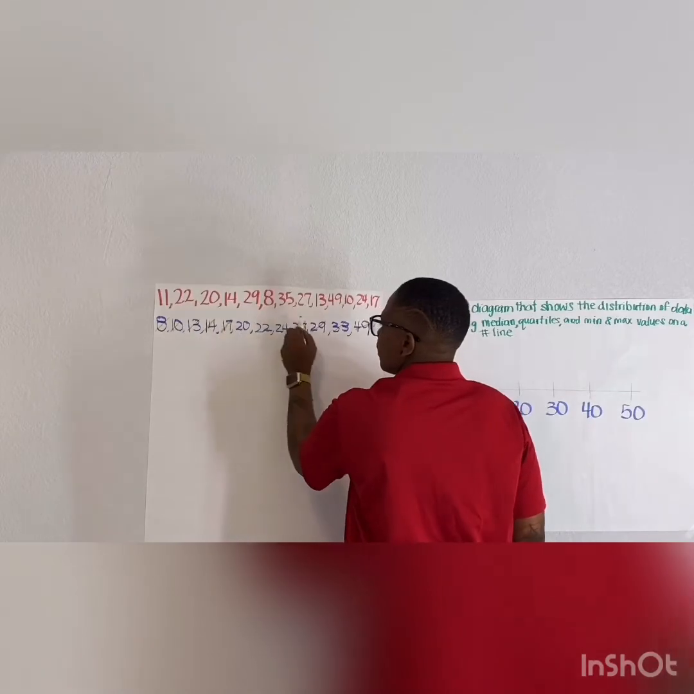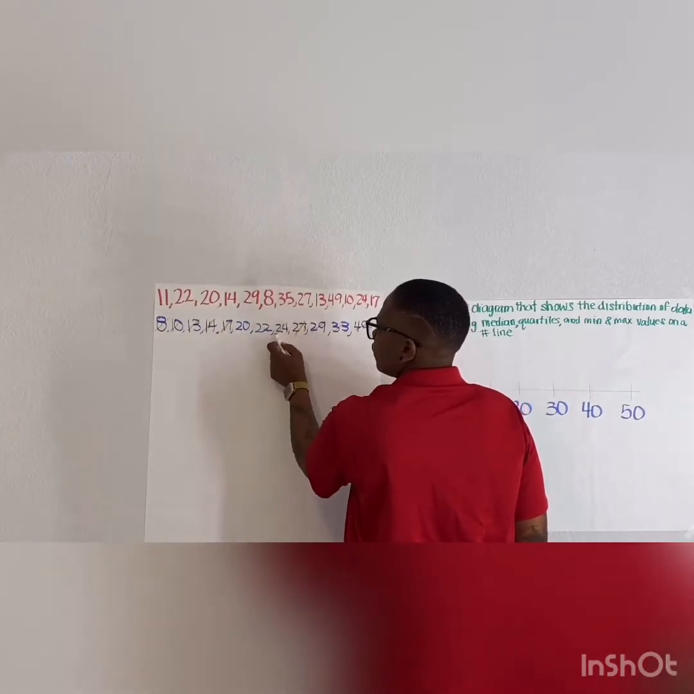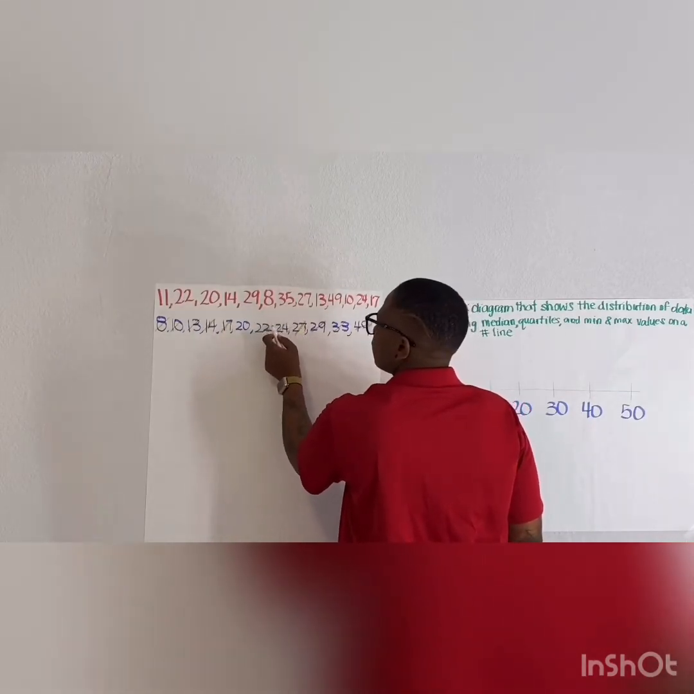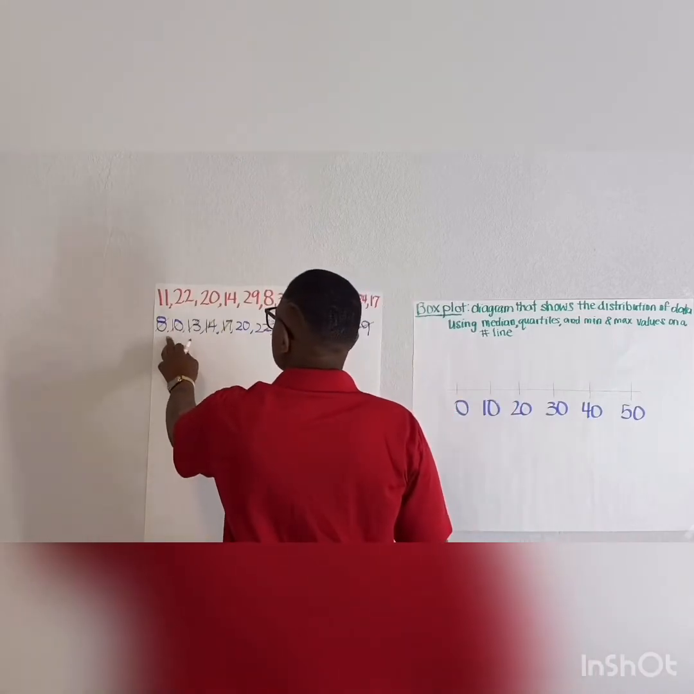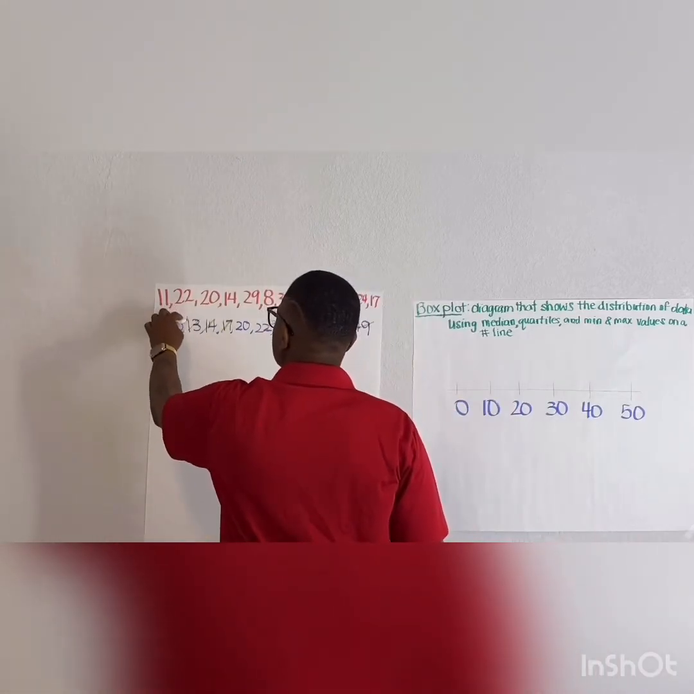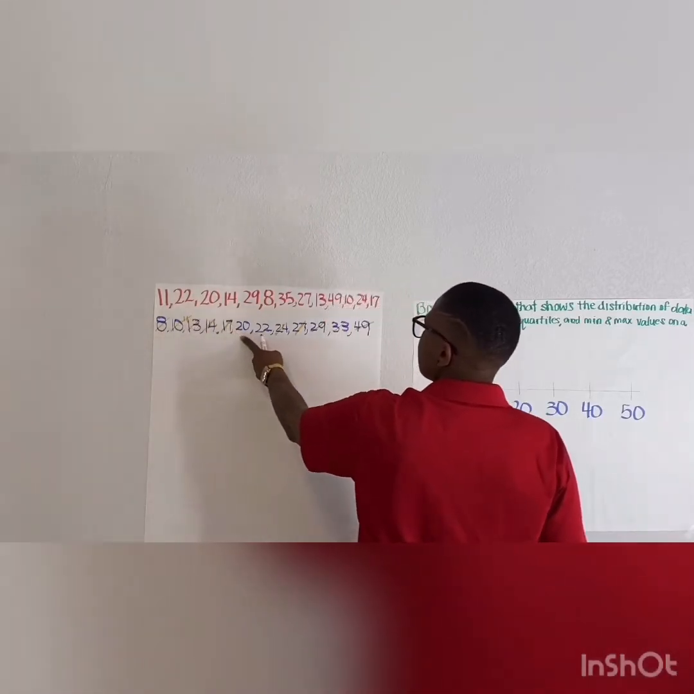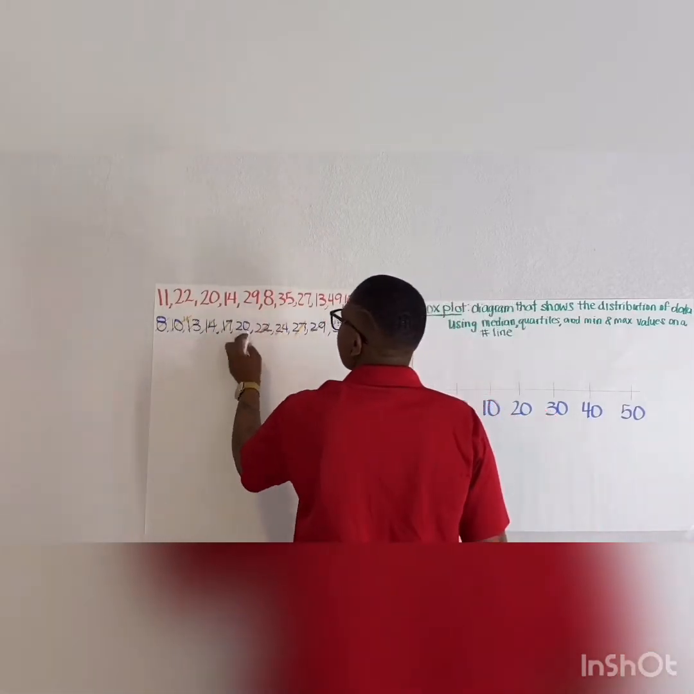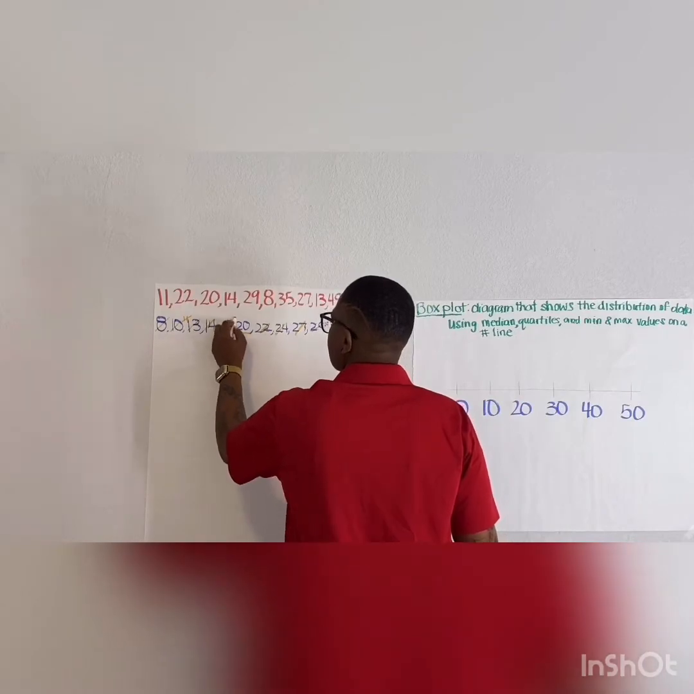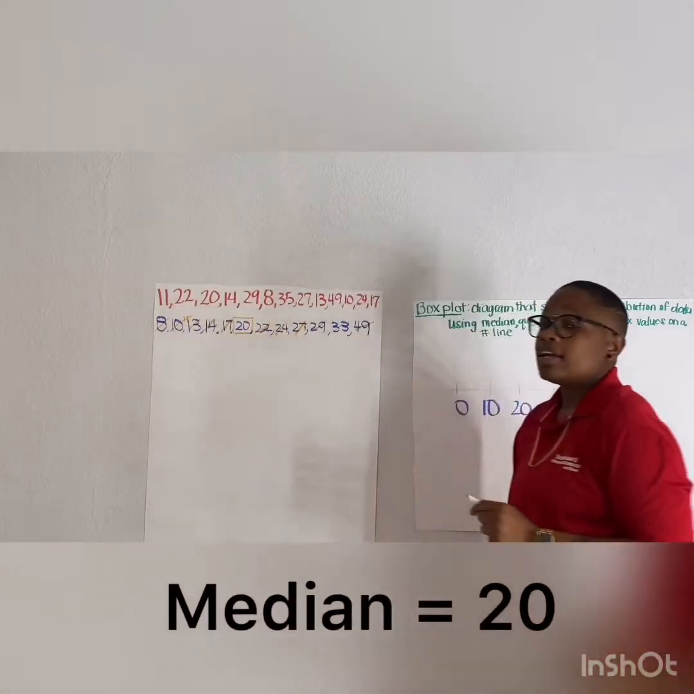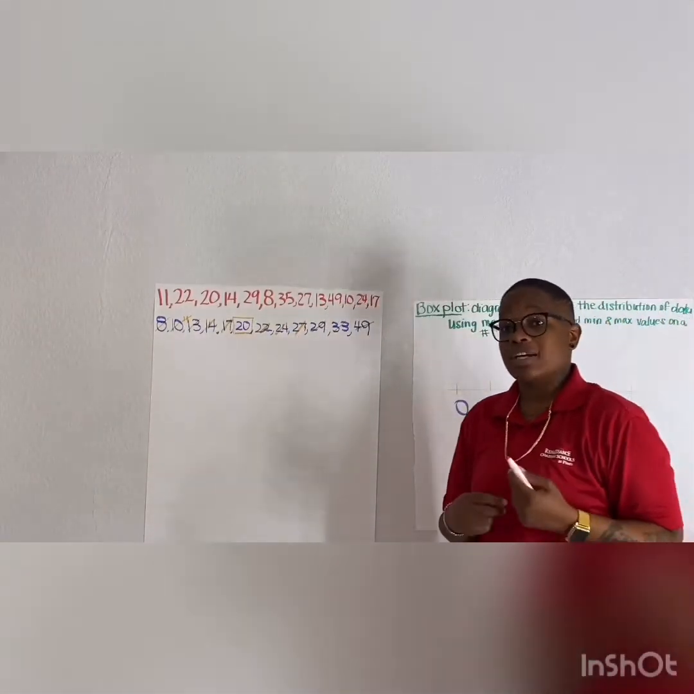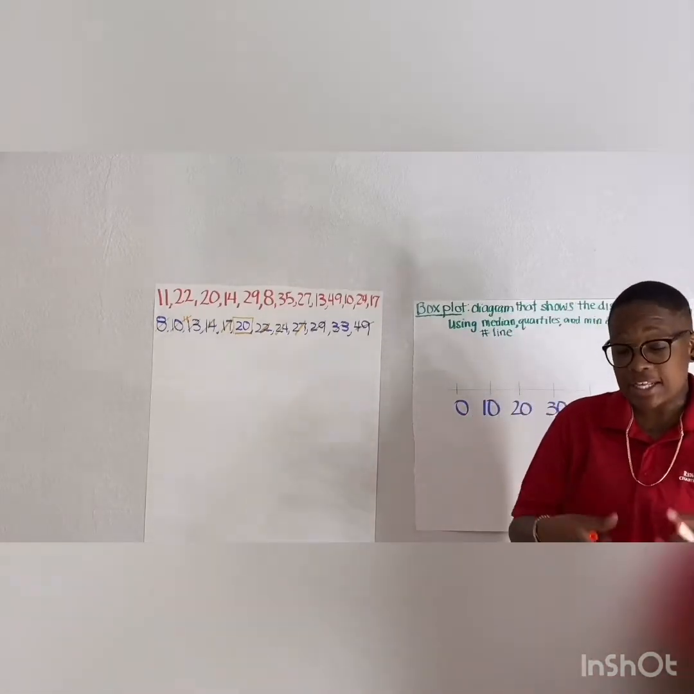So, keep going. Oh, I missed 11. So 8, 10, 11, 13, 14, 17, 22. So my middle number is going to be 20. So 20 is going to be quartile 2 because it is in the middle.